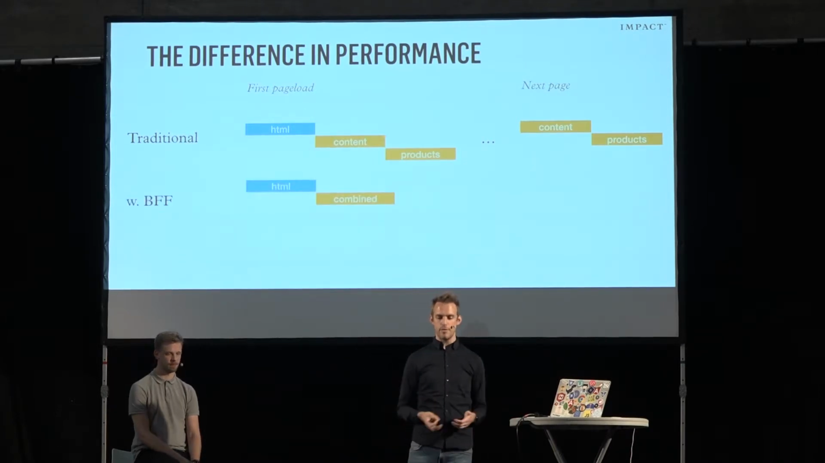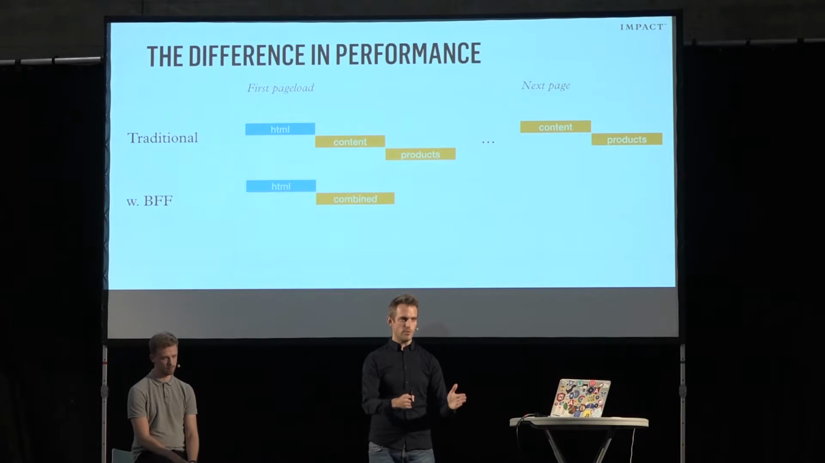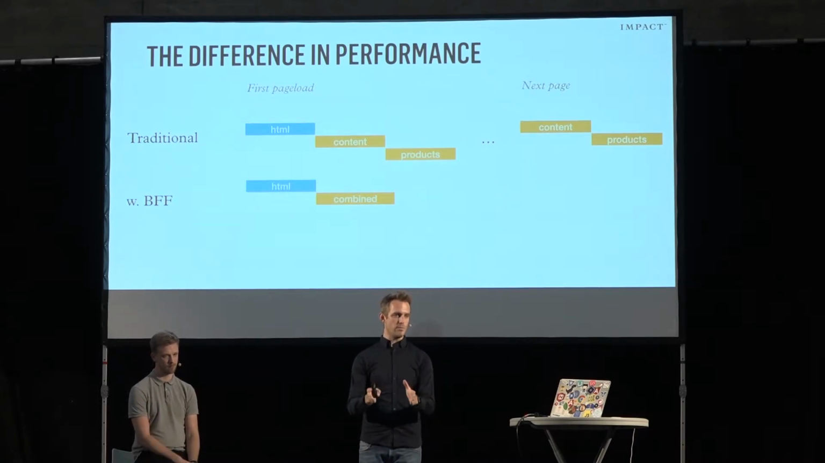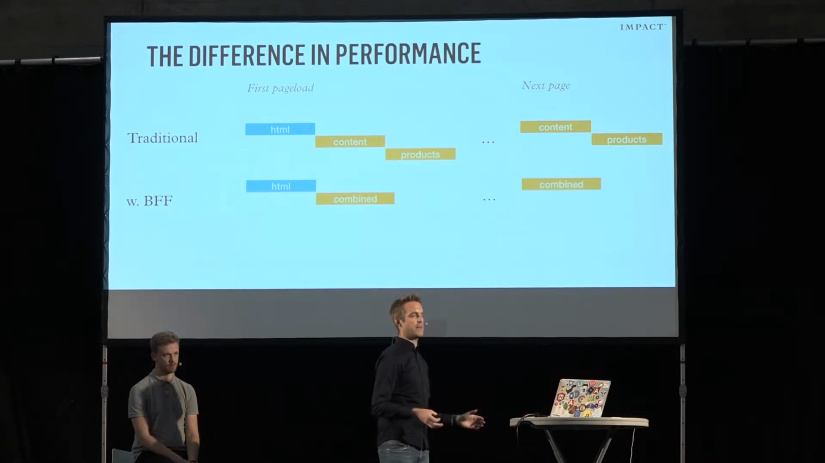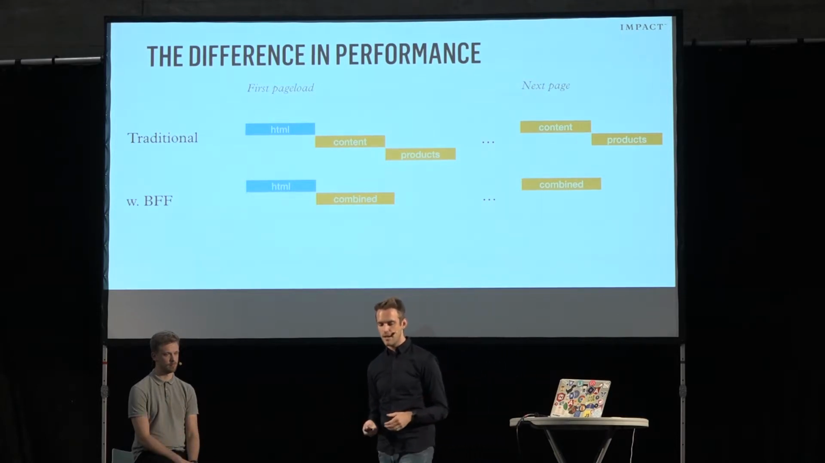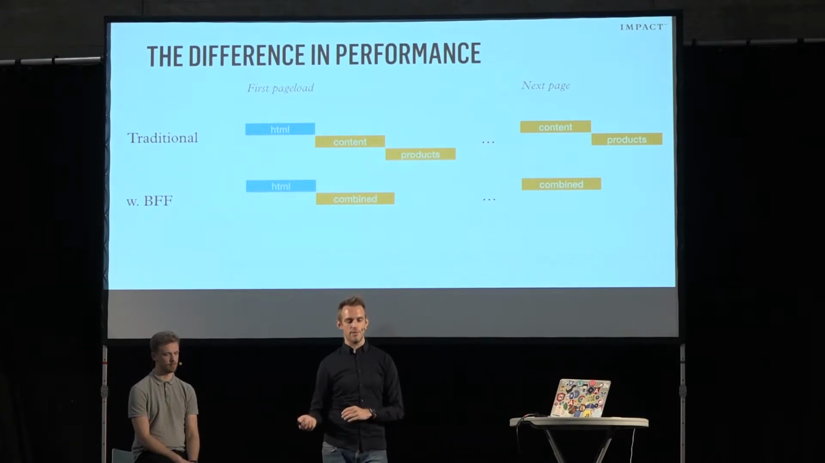When we introduce the BFF, we of course need to wait for the HTML still, but then we'll get a combined response back that has both the content and the products. And that means that when we navigate around, we only have one request again. So it's already by here, a lot faster. And then when we combine that with server-side rendering, we actually inline the first request inside of the HTML file, so the first response is even faster, and we don't need to wait for any data in order to be able to bootstrap the app.